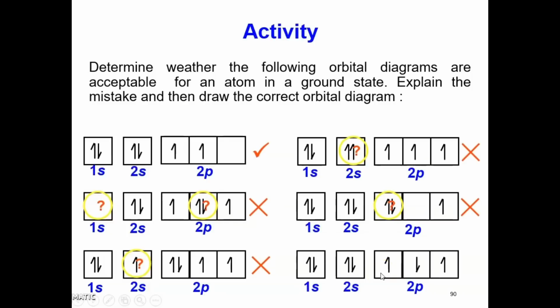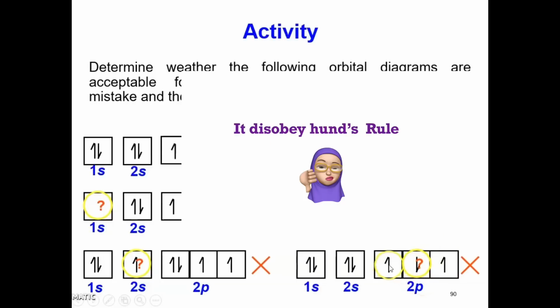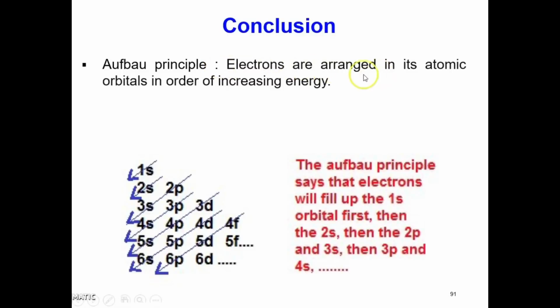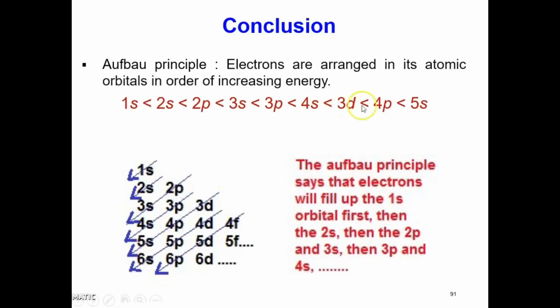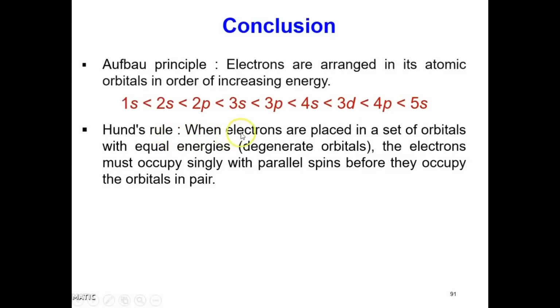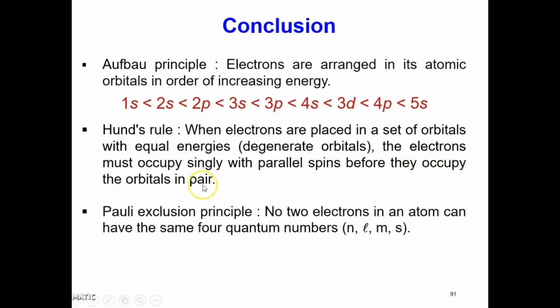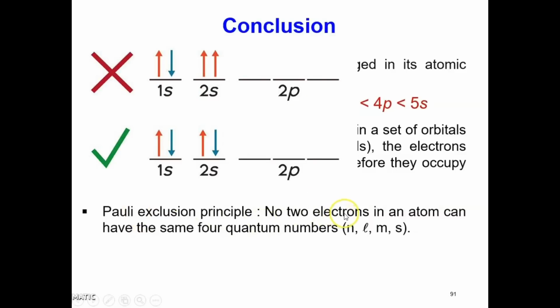The last orbital diagram is also not acceptable, because the arrangement in the 2p orbital does not obey Hund's rule. Hund's rule says that electrons must be filled in degenerate orbitals singly with parallel spin before they are paired. As a conclusion, the Aufbau principle states that electrons are arranged in atomic orbitals in order of increasing energy, from 1s, 2s, 2p, 3s, 3p, 4s, 3d, 4p, and 5s. Hund's rule says that when electrons are placed in a set of degenerate orbitals, they must occupy singly with parallel spin before they occupy the orbitals in pairs. And last, the Pauli exclusion principle: no two electrons in an atom can have the same four quantum numbers, n, l, m, and s.